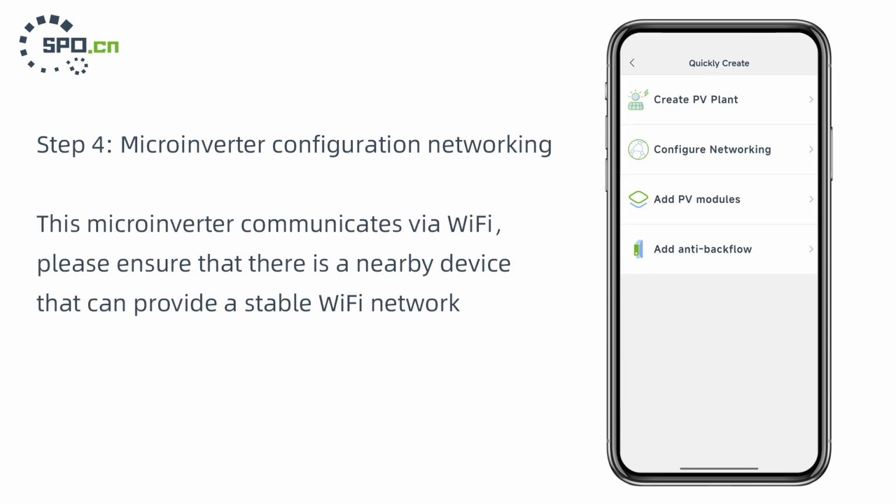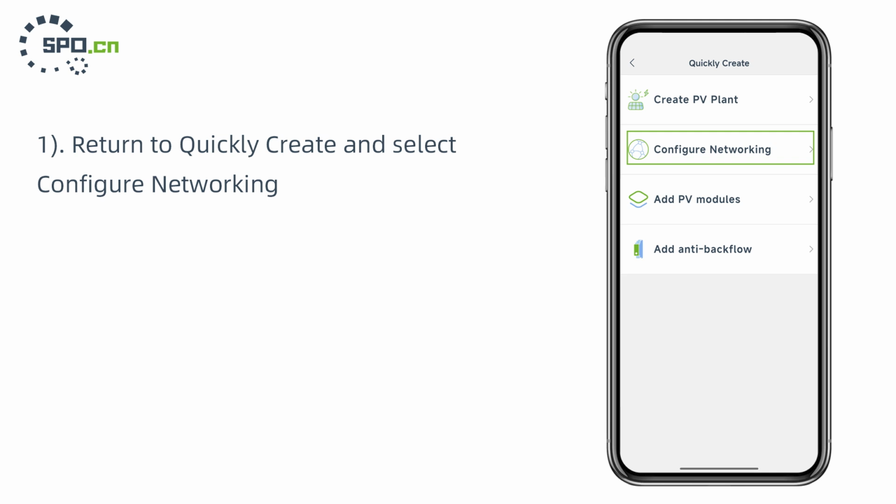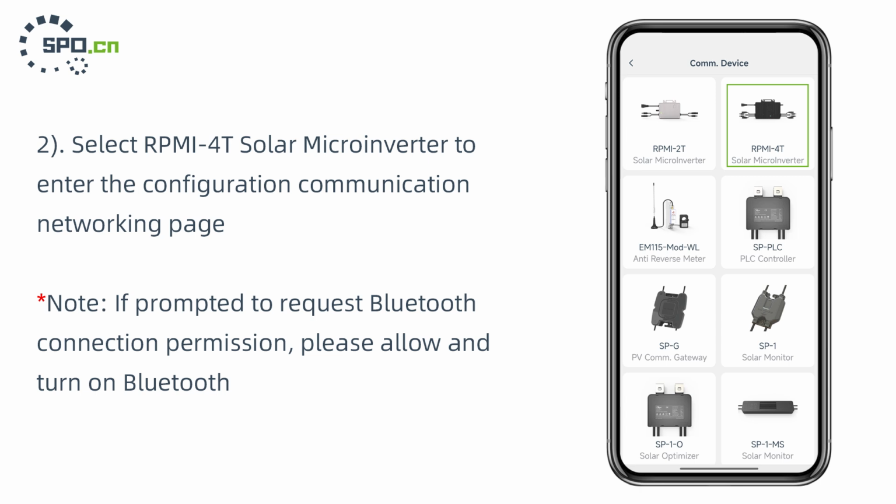Step 4. Microinverter configuration networking. This microinverter communicates via Wi-Fi. Please ensure that there is a nearby device that can provide a stable Wi-Fi network. Return to Quickly Create and select Configure Networking. Select RPMI 4T Solar Microinverter to enter the Configuration Communication Networking page.